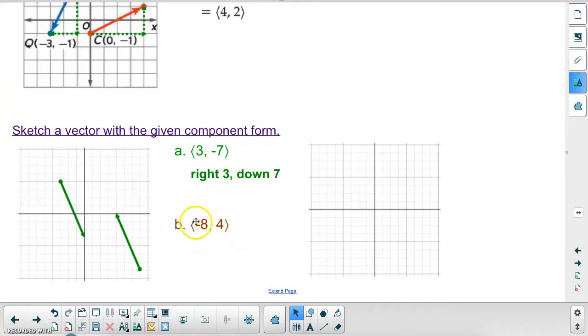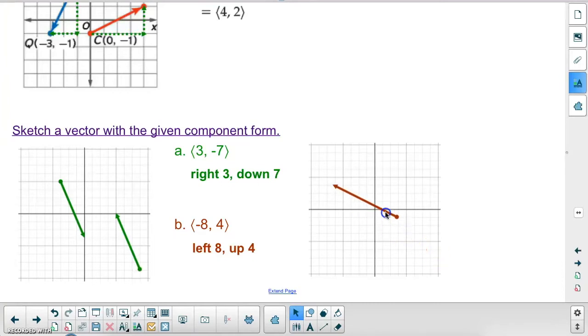For part B, I have the component form negative 8, positive 4, which means I will be moving to the left 8 and up 4. So I need to find a vector that has an initial point where I'll be moving left 8 and up 4. So this vector starts at positive 8, negative 6, and ends at 0, negative 2.